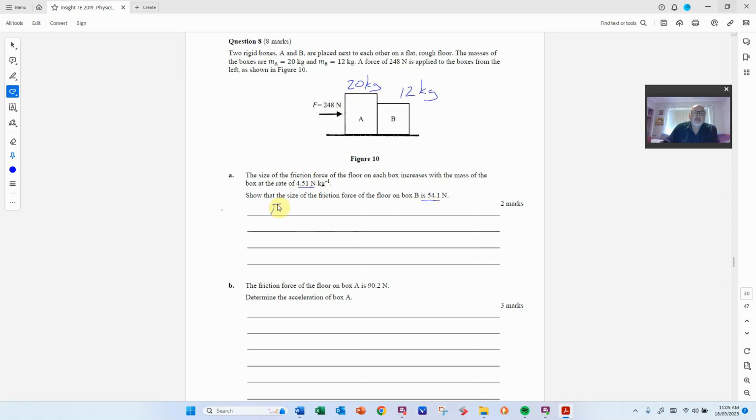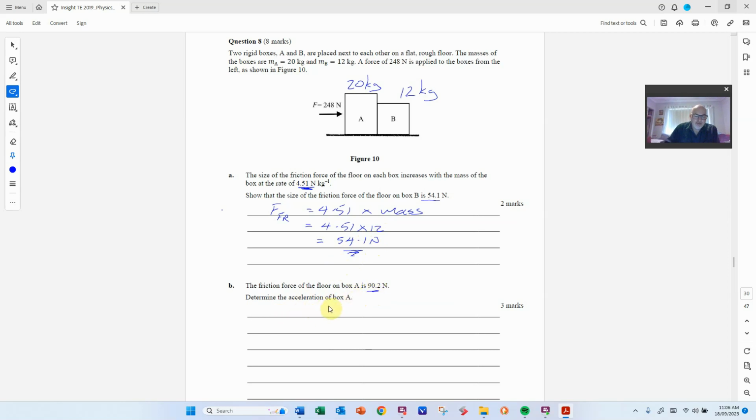Okay. So the force due to friction is equal to 4.51 times the mass, because this is 4.51 newtons per kilogram. So for this one, it's just 4.51 times 12. 4.51 times 12 is equal to 54.1 newtons. So you've shown the friction force is 90.2.